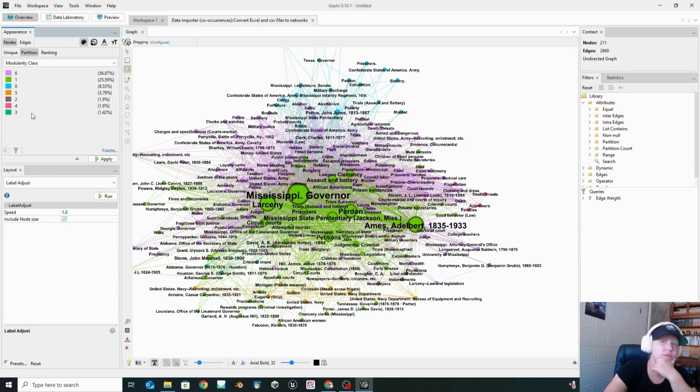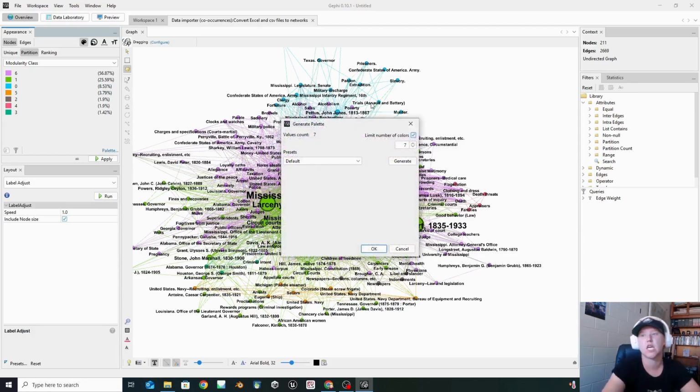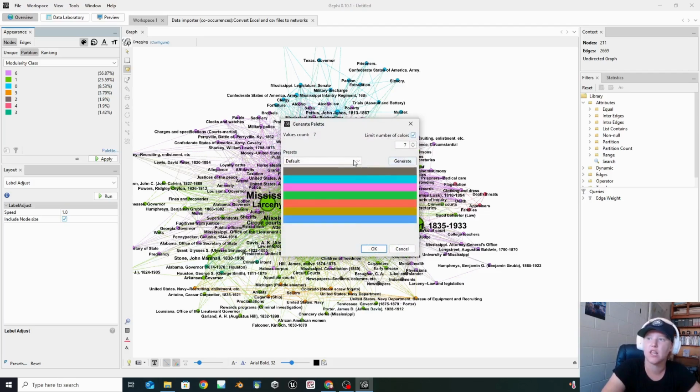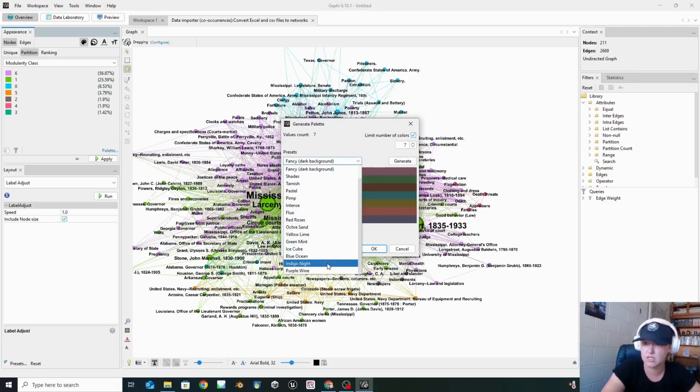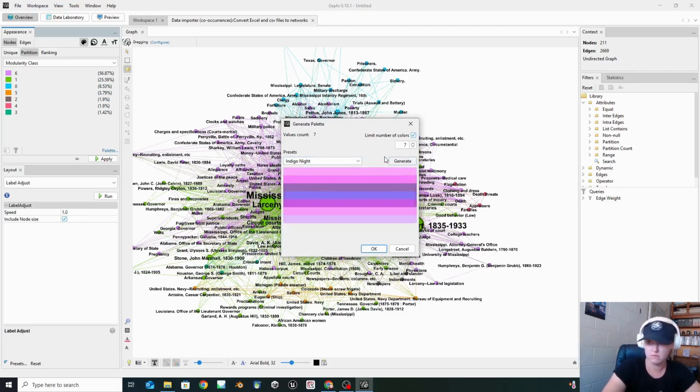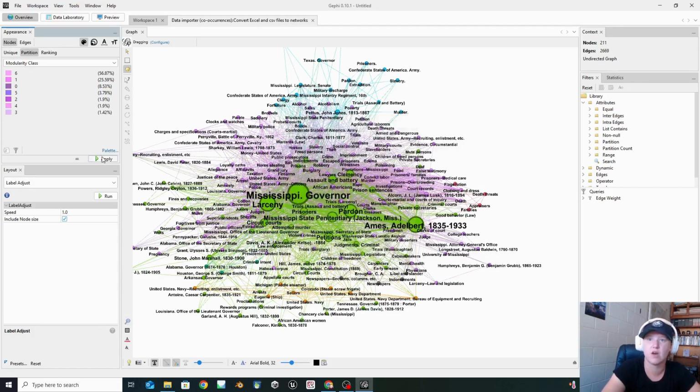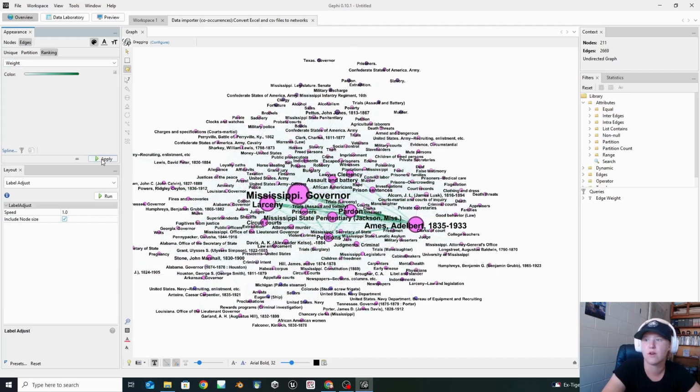You may not love this palette here. So what you can do is you can head over into palette and you can say, I want to choose one of these palettes, or I want to generate my own palette. So let's say you have some sort of thing that you wanted to take a look at and adjust. So maybe I want to do fancy dark background. So this is going to give me a whole bunch of dark options. I want to do indigo night. So maybe I just want to do it purple, right? So I can apply that one. And now we've got this very pink and purple one that's going on here, right? So you can play around with these options so that you can see how these things are functioning together.